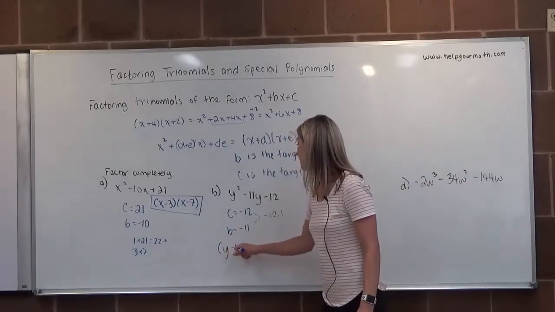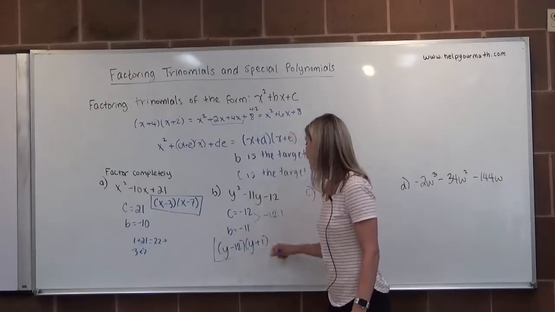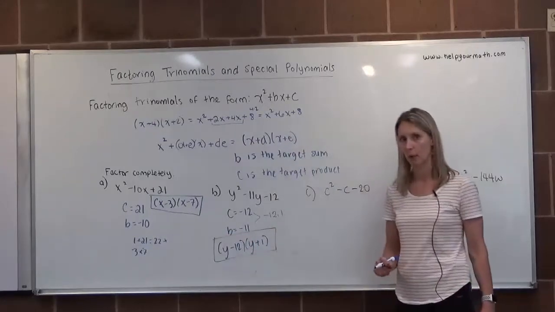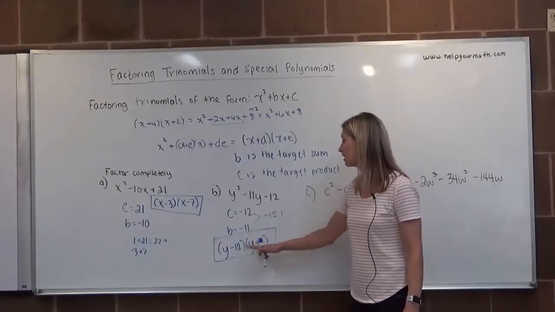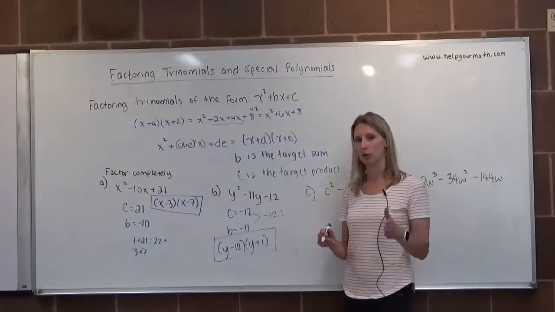It would be y minus 12 times y plus 1. It would also be correct to say y plus 1 times y minus 12. But note that the sign does matter. The 12 must be negative. Otherwise, we won't get that middle term to be negative 11.